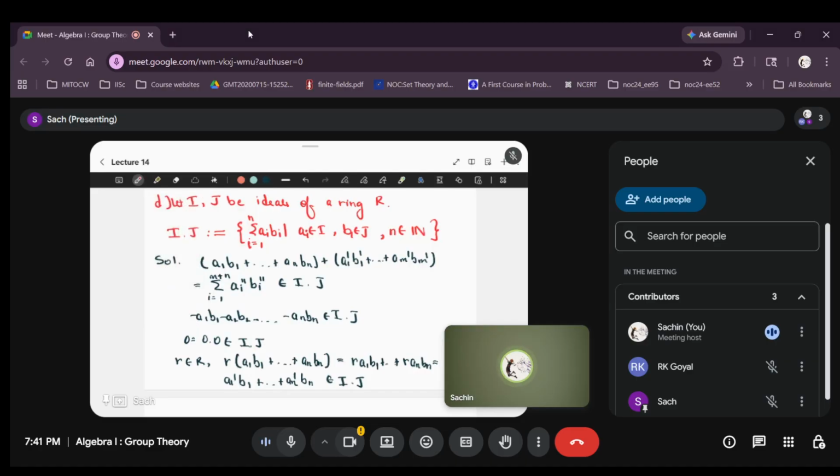So you can't simply take elements from I and elements from J and multiply them. That would not be an ideal. But you can take the sum of all such terms, a sum of an arbitrary number of such terms, and that will give you an ideal.